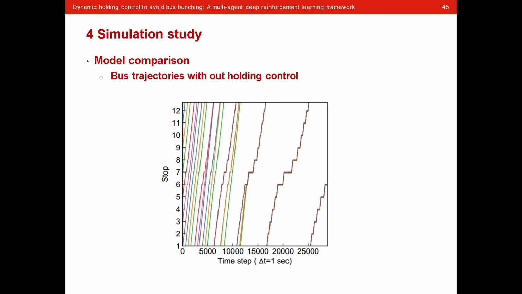Now let's see the model comparison. If we do not implement any holding control, the bus bunching will happen, and it looks like this. As you can see, multiple buses are arriving at the same stop, so their trajectories overlap. This will cause low efficiency and result in a much longer waiting time for the passengers.